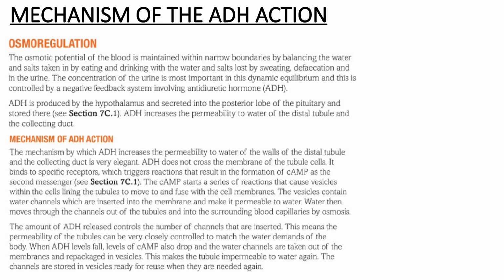This means that the permeability of the tubules can be very closely controlled to match the water demands of the body. When ADH levels fall, levels of cAMP also drop, and the water channels are taken out of the membranes and repackaged in vesicles. This makes the tubule impermeable to water again. The channels are stored in vesicles, ready to reuse when they are needed again.